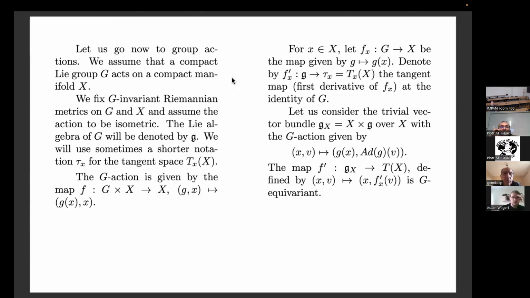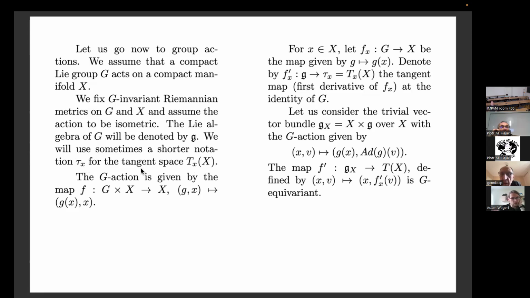So we assume that a compact Lie group acts on a compact manifold, and we fix a Riemannian metric, which will always play a role. The Riemannian metric on G and X, and the action should be isometric. Now, the Lie algebra will be denoted by Gothic G, and we'll sometimes use a short notation for the tangent space.